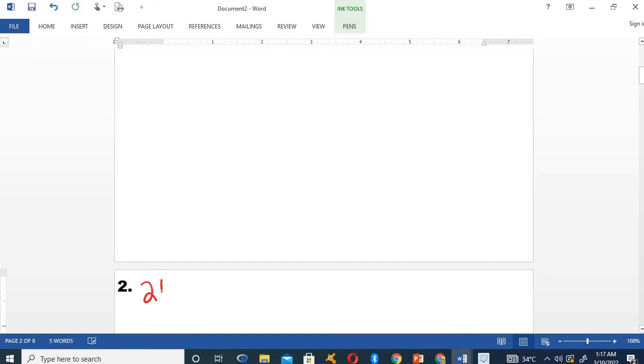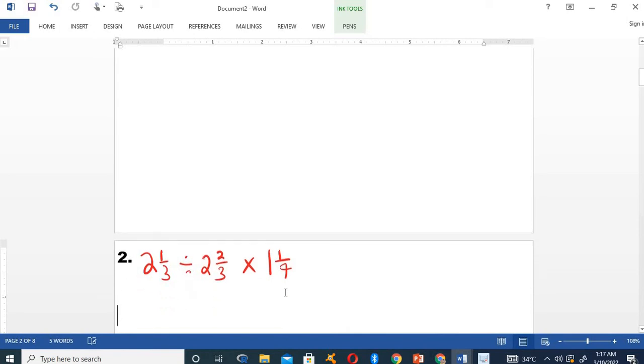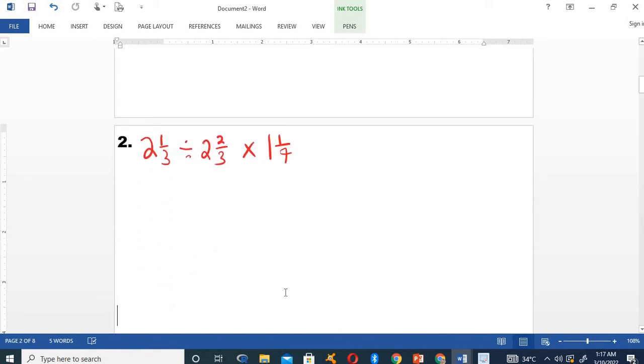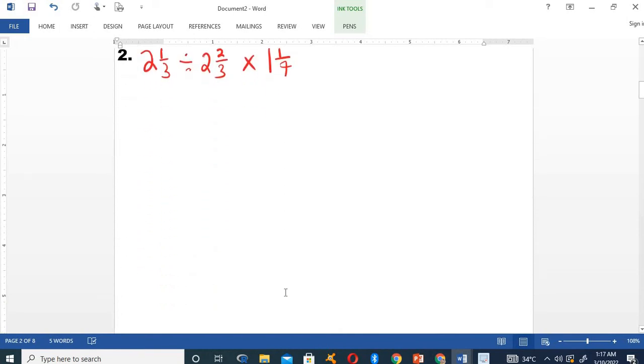Okay. 1 over 3 divided by another 2 whole number 2 over 3, multiplied by 1 over 1 over 7. So we do not have fraction on this. So what do I do? Okay, so they are all mixed numbers, so I would like to reduce them to improper fraction.